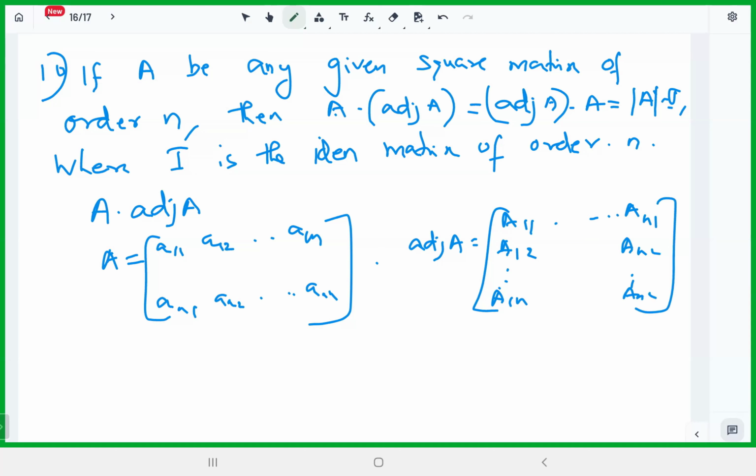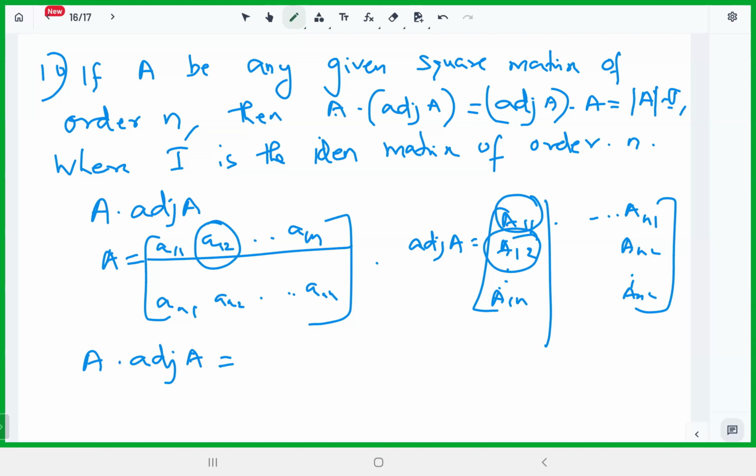And if you find the product A into adj A, what happens? First you will multiply this row with this column, right? Which means A11 into cofactor A11, then A12 into cofactor A12, etc., A1n into cofactor A1n, which means the sum will be its determinant. That's how you find the determinant of a matrix. If you multiply each element with the cofactor of that same element and add them, you will get the determinant. So the first element will be the determinant of matrix A.